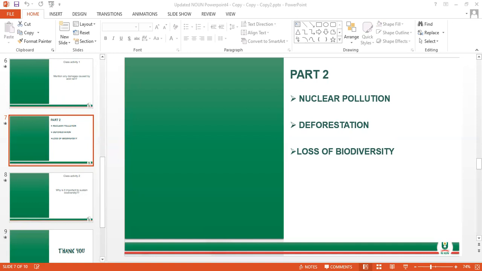When we say nuclear pollution, we're talking about nuclear energy. This has been an alternative to the use of coal, gas, and oil, because they are becoming very scarce, and the cost of locating and extracting them is becoming more expensive. So humans have to look for alternatives, other sources of energy, and that is why nuclear energy is becoming a global brand.